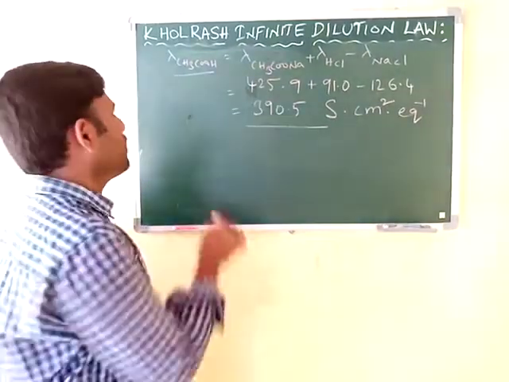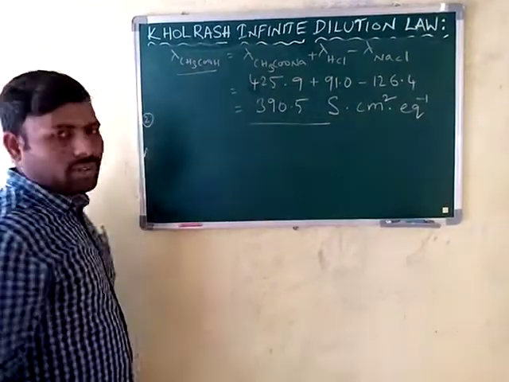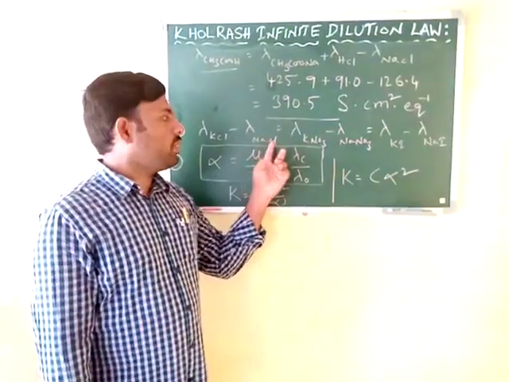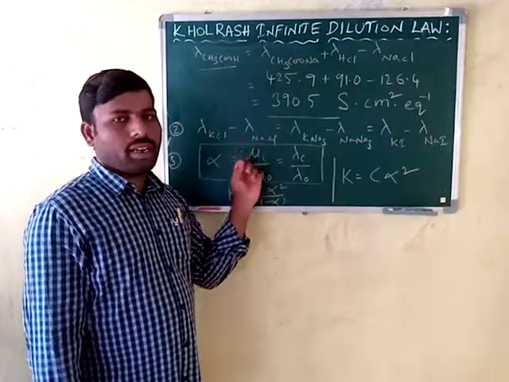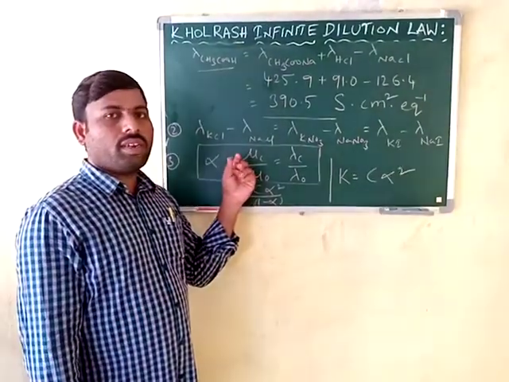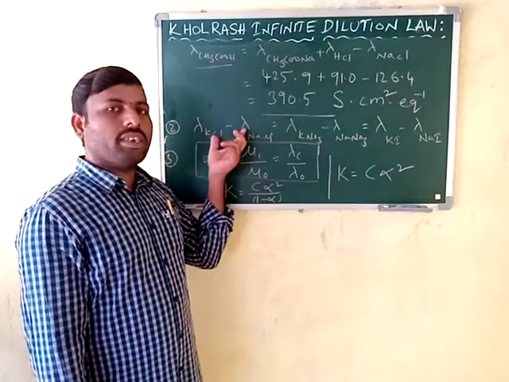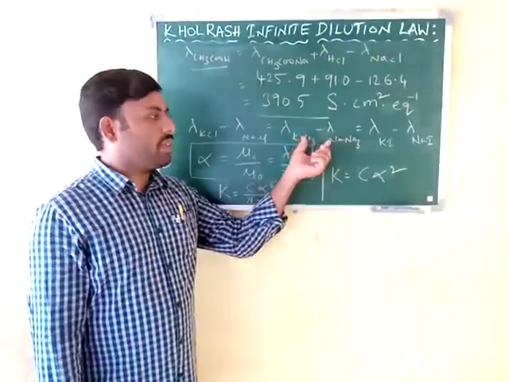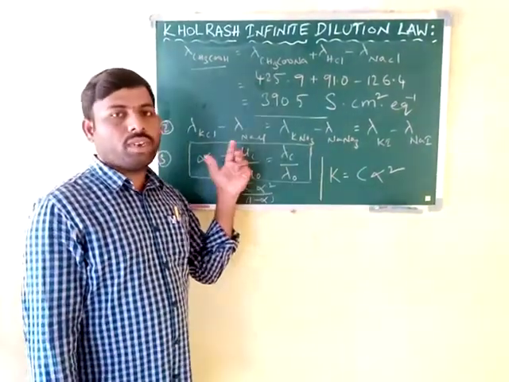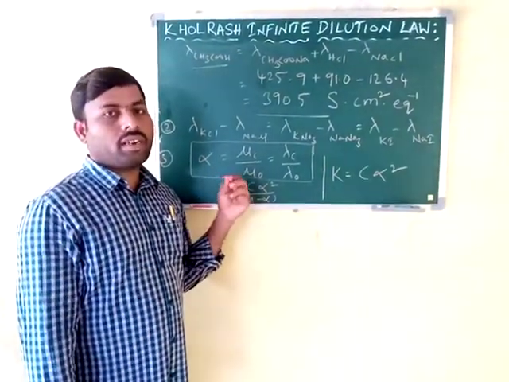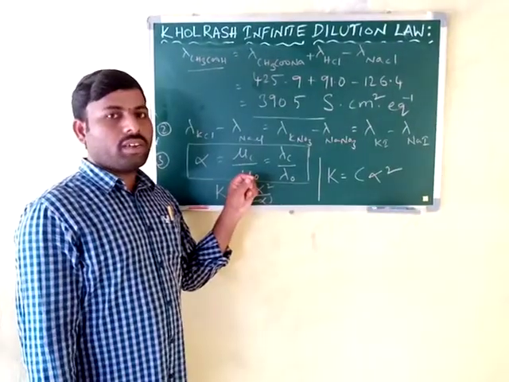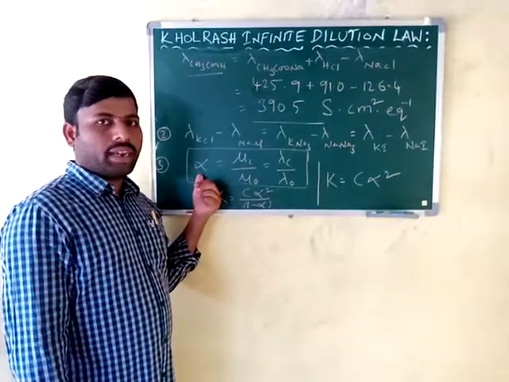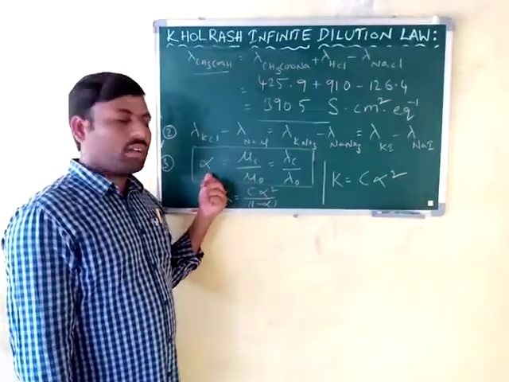And the second one: for electrolytes with different cations and the same anion, the difference in their equivalent conductance at infinity dilution is equal to each other. In the case of chloride, nitrate and iodides of sodium and potassium, their equivalent conductance difference at infinity dilution is equal to each other. And the third application is to know the degree of ionization, either association or dissociation.